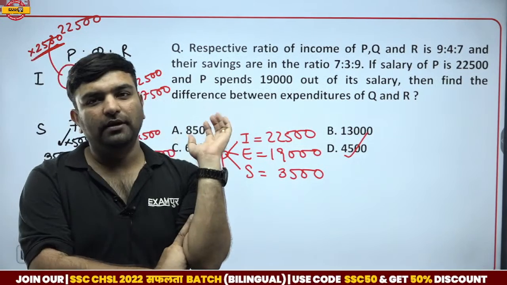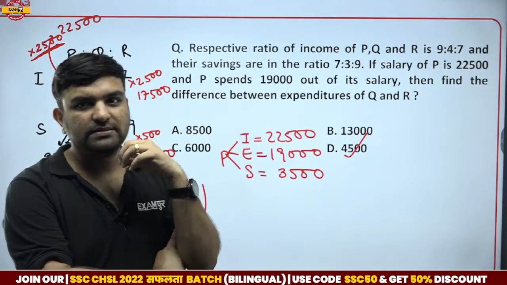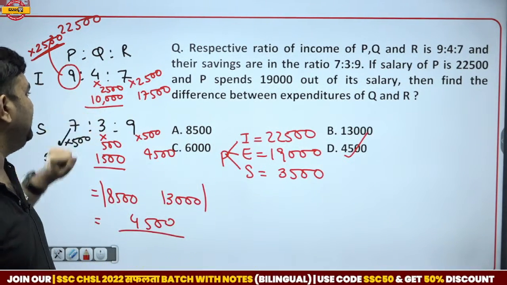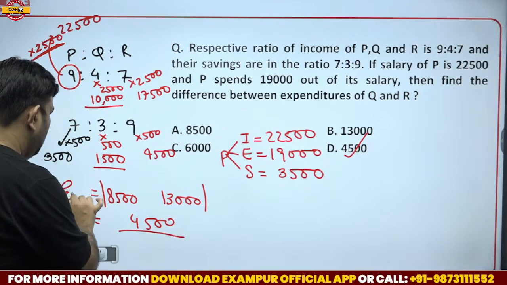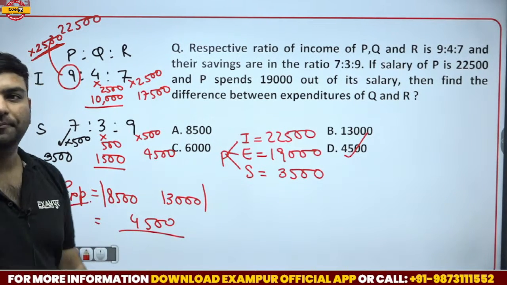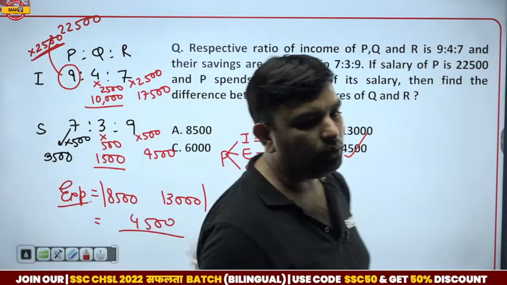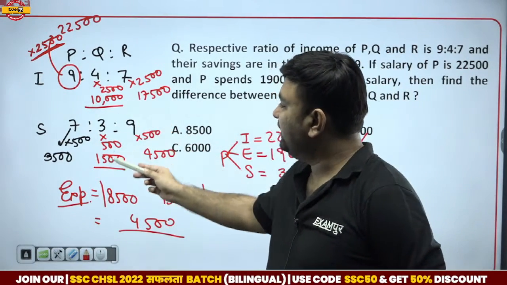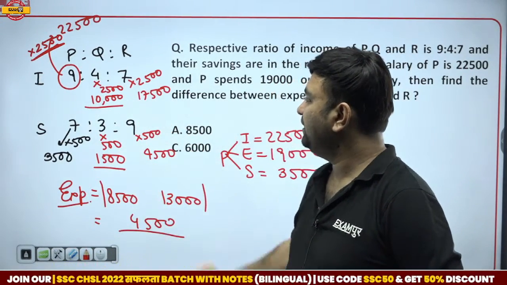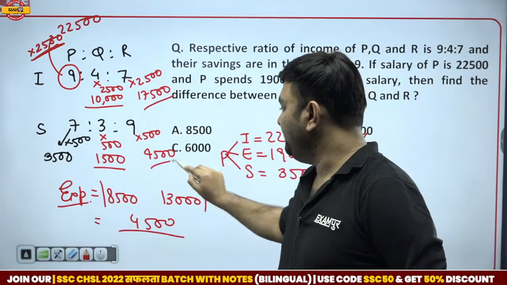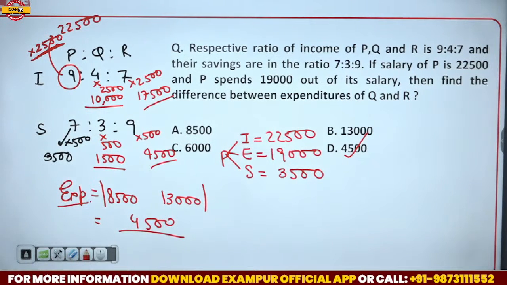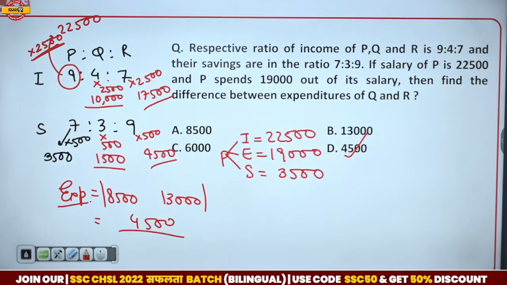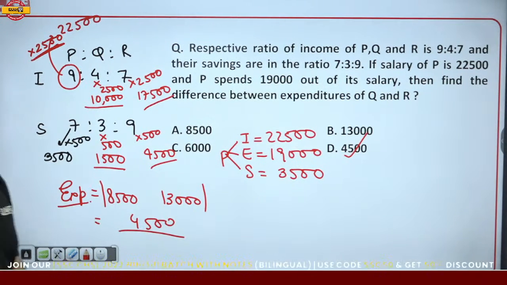Because if I don't find incomes and savings individually, then how would I find out the expenditures? Because expenditure ratios are not known. So I have to find out the income as well as the saving to find out the expenditure. Isn't it, my dear? Come on, tell me.